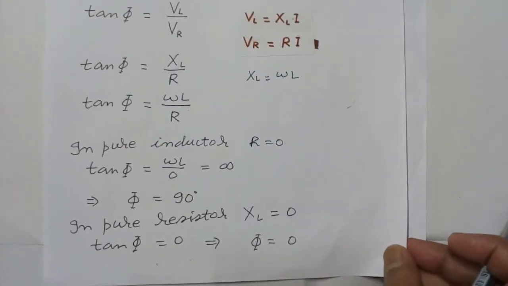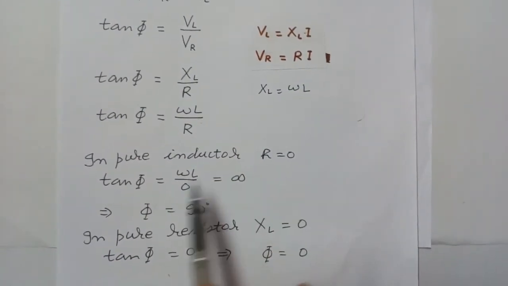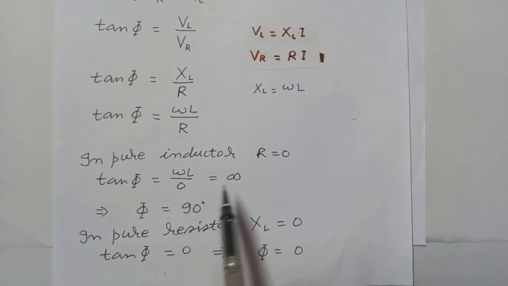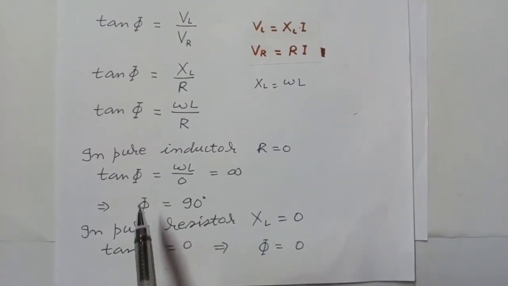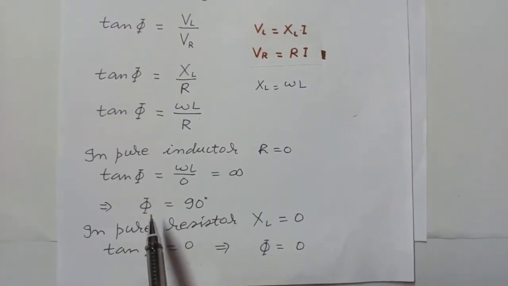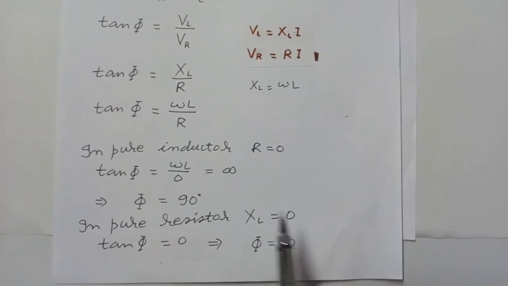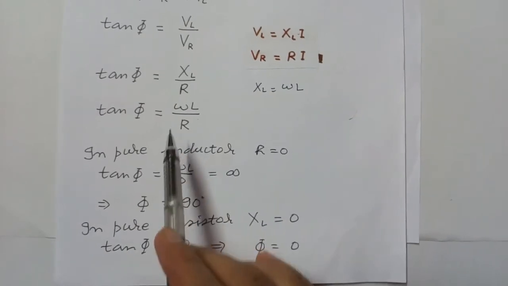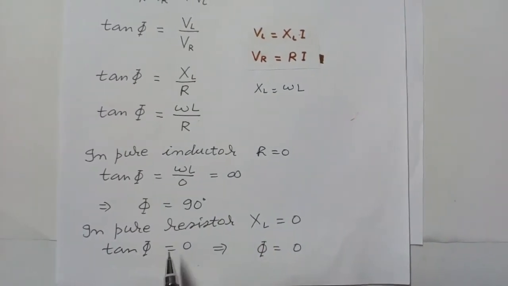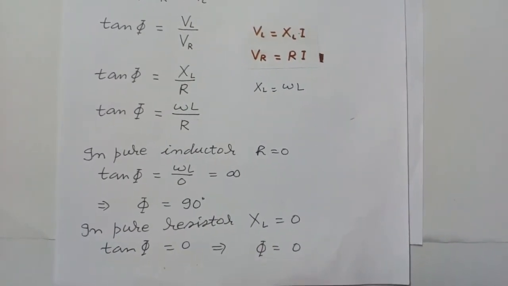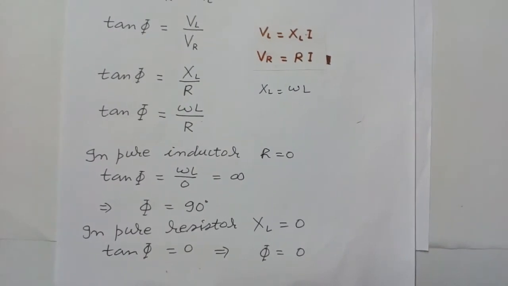Now in case of pure inductor, resistance is 0. So tan phi is equal to omega L upon 0, which is equal to infinity. Tan 90 is infinity, so phase difference becomes 90 degree. In pure resistor, XL is equal to 0. Now tan 0 is 0, so angle phi is equal to 0 in case of resistance.